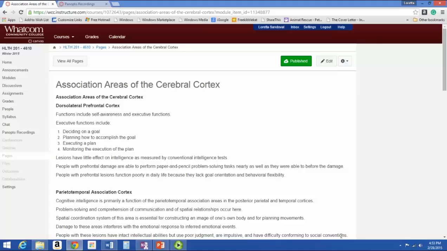Okay? So when people have lesions in the dorsolateral prefrontal cortex, it doesn't really have any effect on their intelligence. They're actually able to perform paper and pencil problem solving tasks like math problems and crossword puzzles and that sort of thing, as well as they were before the damage. But they tend to function poorly in daily life because they lack goal orientation and they lack behavioral flexibility. So that is just in that dorsolateral prefrontal cortex.